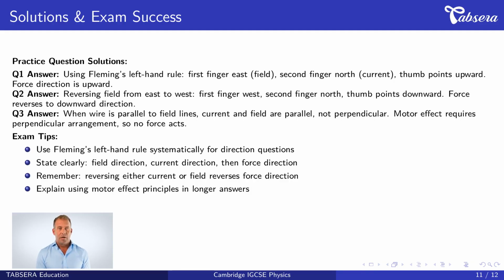For question 2, when we reverse the magnetic field from eastward to westward, first finger points west, second finger still points north for the current, and now your thumb points downward. The force reverses to the downward direction.